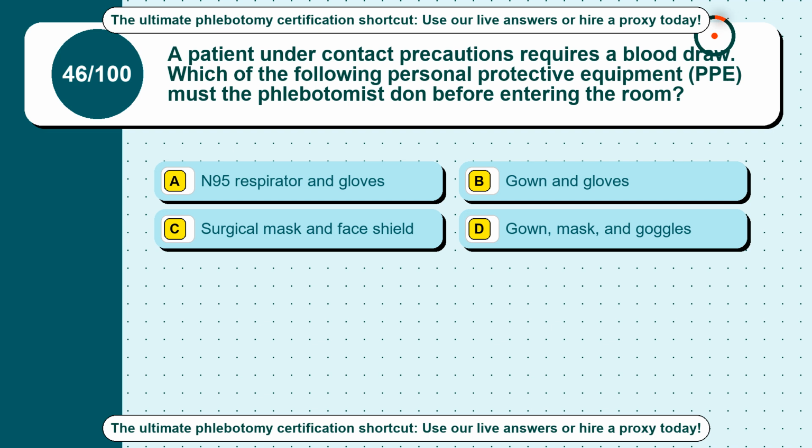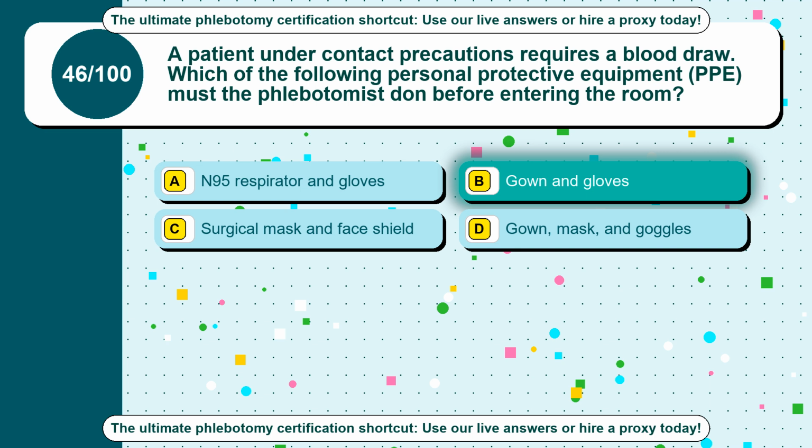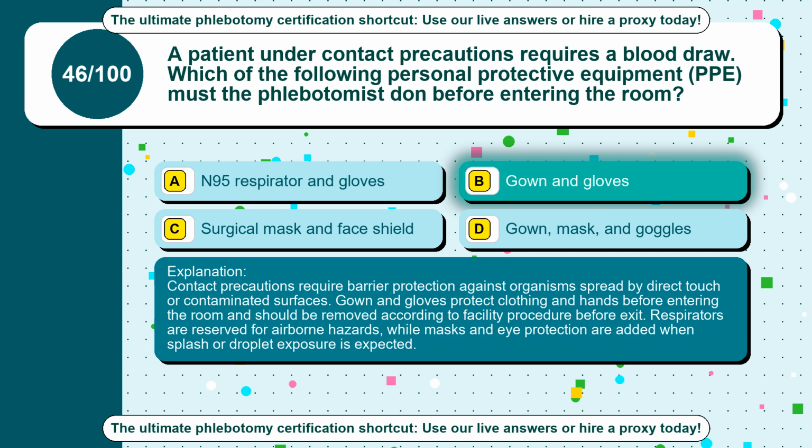Option D, gown, mask, and goggles. The correct answer is option B, gown and gloves. Contact precautions require barrier protection against organisms spread by direct touch or contaminated surfaces. Gown and gloves protect clothing and hands before entering the room and should be removed according to facility procedure before exit. Respirators are reserved for airborne hazards, while masks and eye protection are added when splash or droplet exposure is expected.